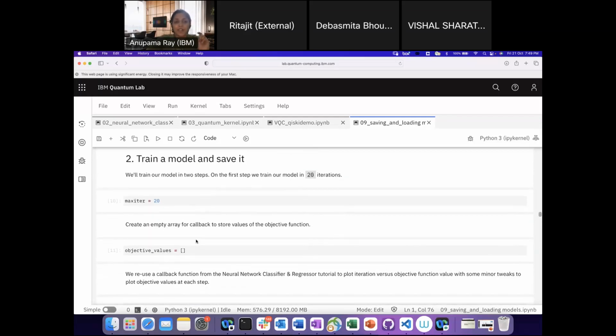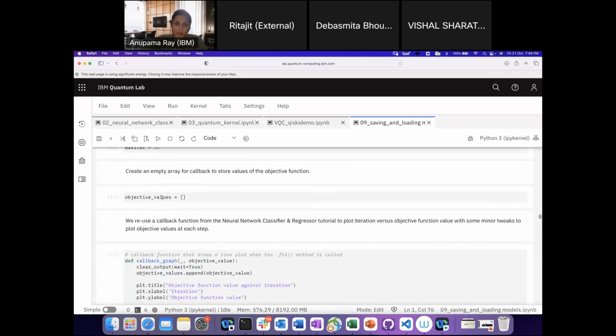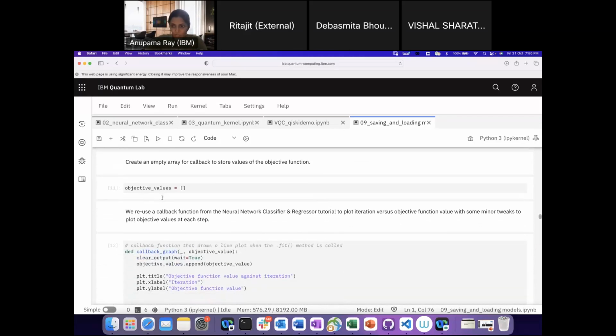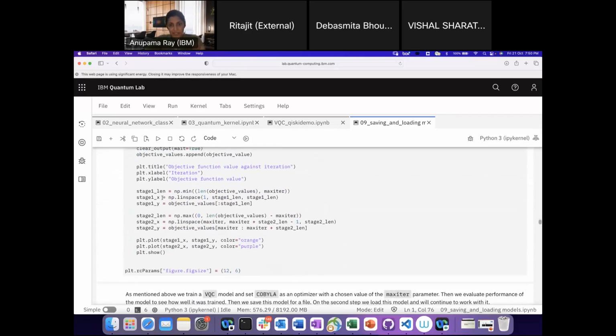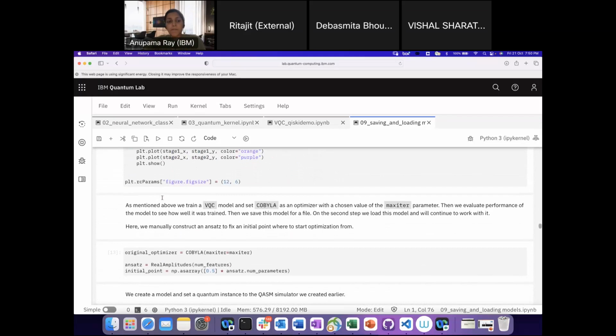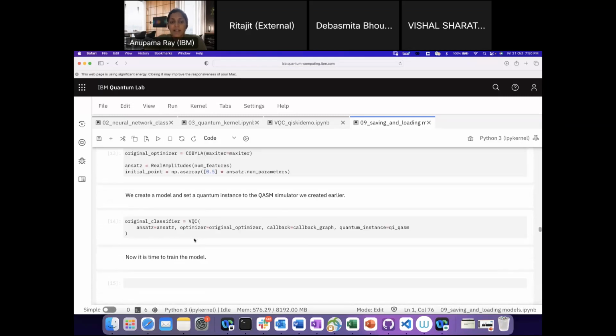Now what are we doing? We are trying to train the model. Training a model is something that you already know. So max iteration: suppose you want to use COBYLA and you set max iter to some value. Then you have a callback function wherein you are storing all the loss function values, so that you can create a callback graph and see how the loss function looks like. And now we can use COBYLA and create a circuit, create an ansatz, and then train this VQC.